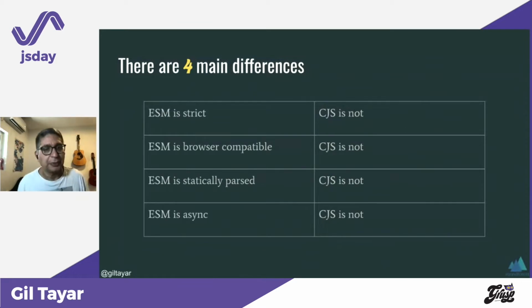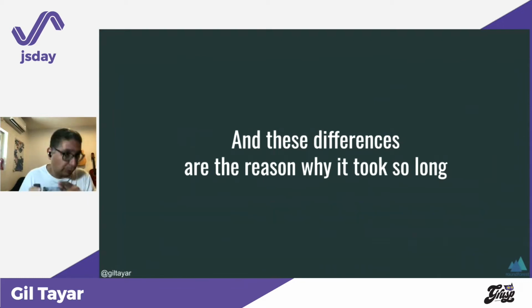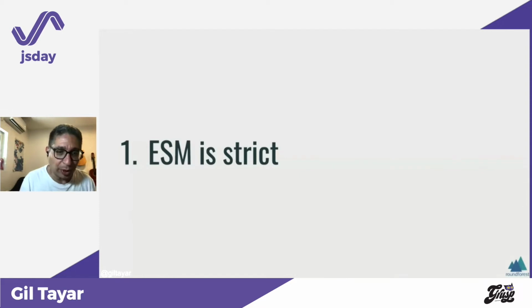ESM is strict, CJS is not. ESM is browser compatible, CJS is not. ESM is statically parsed, CJS is not, and ESM is async, and CJS is not. And these differences, which we'll talk about, are the reason why it took so long to put ESM in Node.js. Let's go over them one by one.